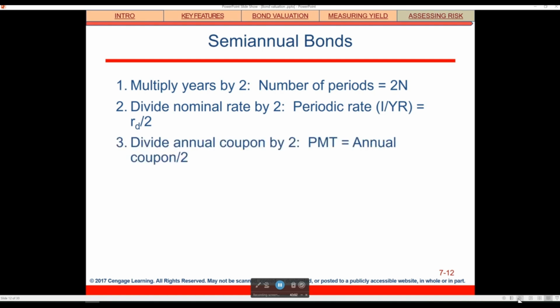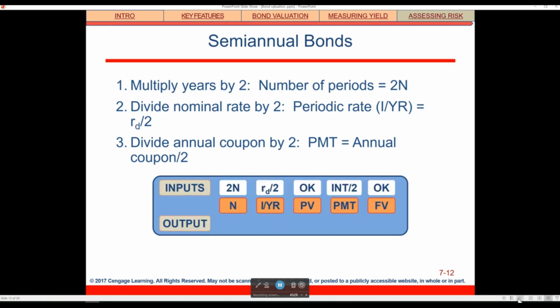And finally, the annual coupon interest payment, you're going to divide that by 2 also, because you're going to have equal amounts of your annual coupon payment during the year. So there are 3 elements that you're going to change. You're going to multiply the number of periods by 2. You're going to divide your nominal rate by 2, and you're going to divide your annual coupon by 2. So then this is what you're going to input in your calculator.